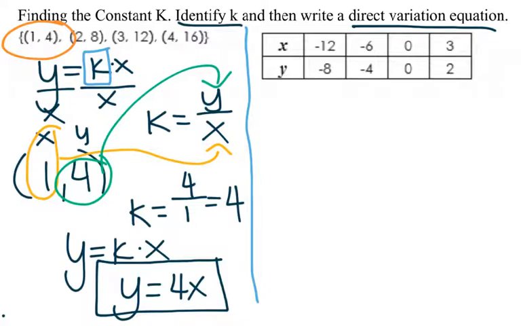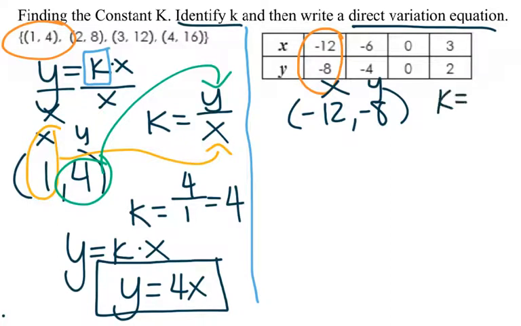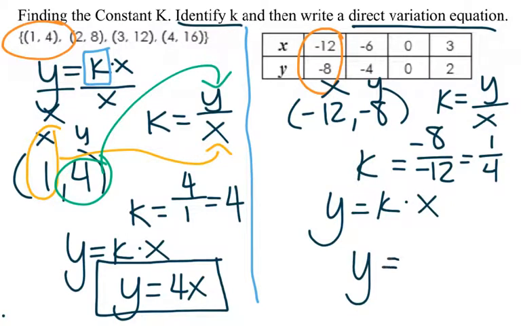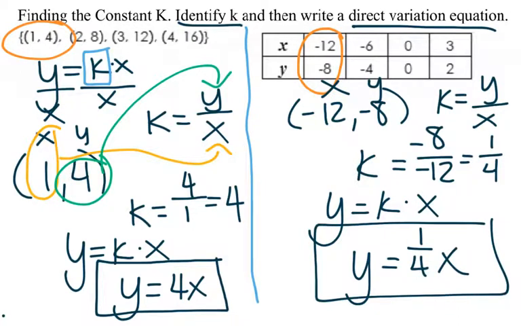On the other side, we're going to do the exact same thing. It's just in a table form. I'm going to pick one set of coordinate points: (-12, -8). Remember, this is my x and this is my y. k is found by doing y divided by x. So k equals -8 divided by -12, which reduces to positive 1/4. Remember that direct variation looks like this, and now that I know that k is 1/4, I can fill that in. So my direct variation equation for that table is y equals 1/4 x.